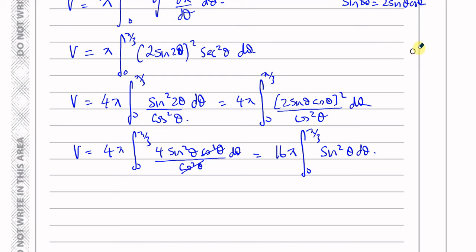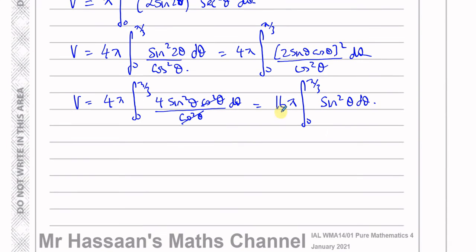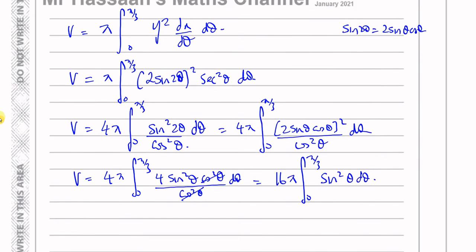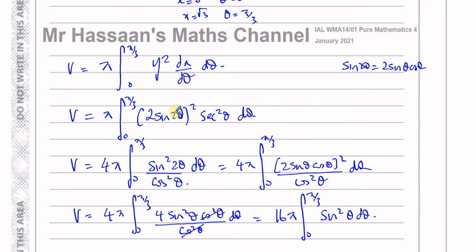So what we need to do is change this into a form that we can integrate. One very important identity we should know is the double angle formulae. There's one for sine 2 theta, which we already used in this part, where sine 2 theta became 2 sine theta cosine theta.